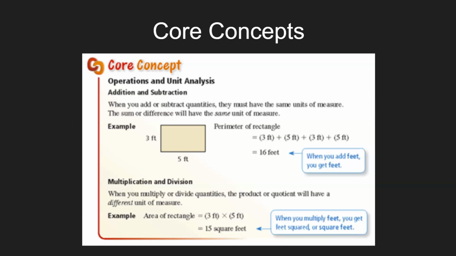Okay, so addition and subtraction. When you add or subtract quantities, they must have the same units of measure. The sum or difference will have the same unit of measure. With multiplication and division, when you multiply or divide quantities, the product or quotient will have a different unit of measure.